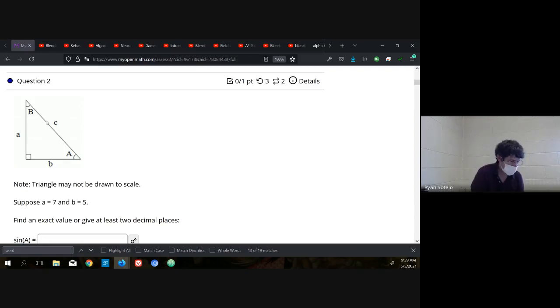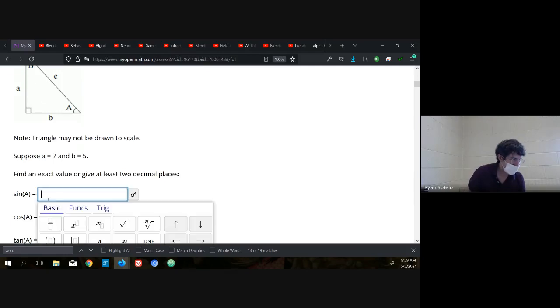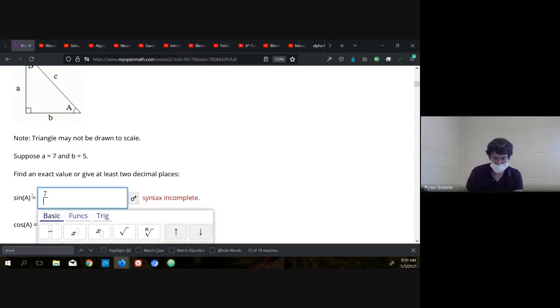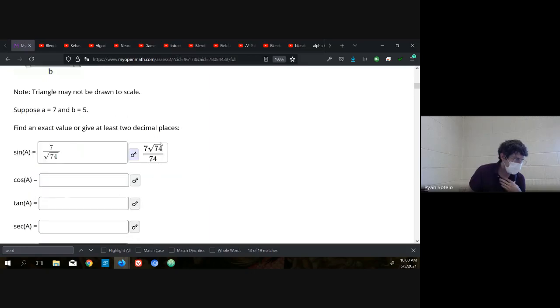So you can just use the square root of 74. So for sine of A, I would go opposite over hypotenuse. So opposite is 7 over the square root of, what did I say, 74? Let me check that again. Yeah, square root of 74. They're just rationalizing the denominator.